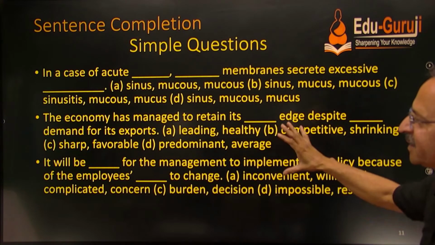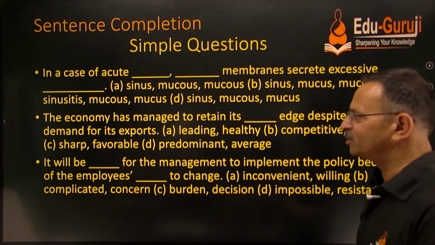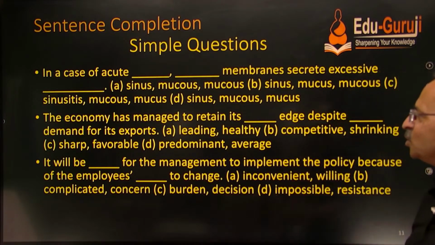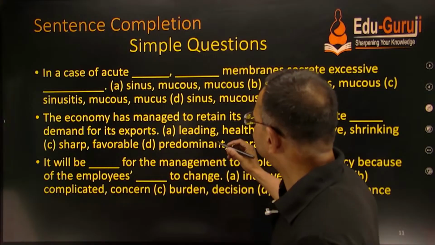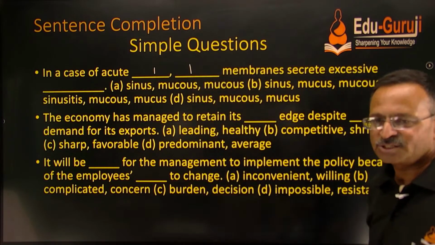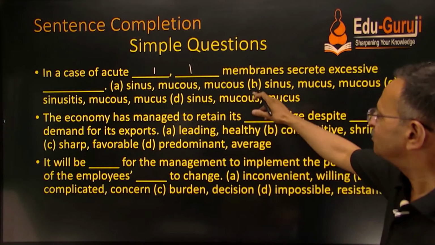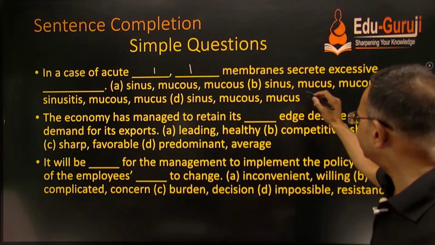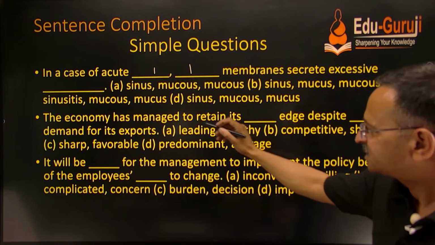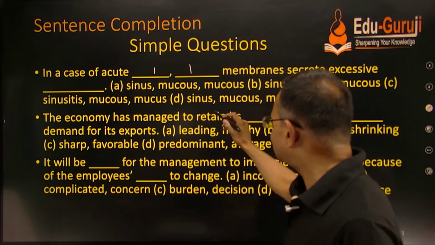Now these are a little bit tricky, slightly difficult. So let's see how we can do it. In case of acute, membranes secrete excessive. Now we have to fill two blanks here, right? So we have options like sinus, mucus, mucose, then sinus, mucus, mucose, sinus, mucus, mucus, sinus, mucus.